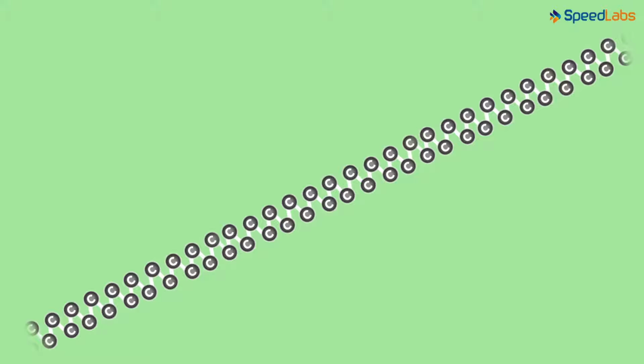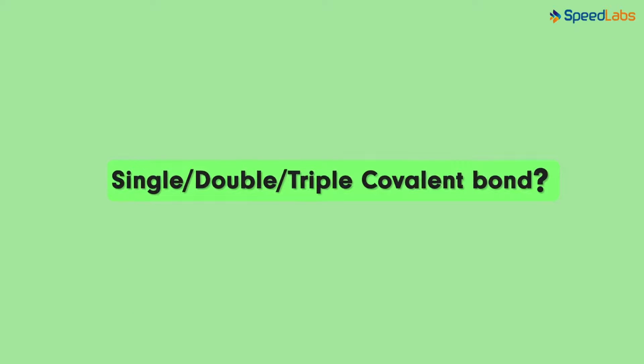Now the next question to pop up in our minds is whether carbon atoms have a single, a double, or a triple covalent bond between them. What could be the answer? Well, needless to say, it can form all these types of bonds. Now let's see how these bonds are formed.